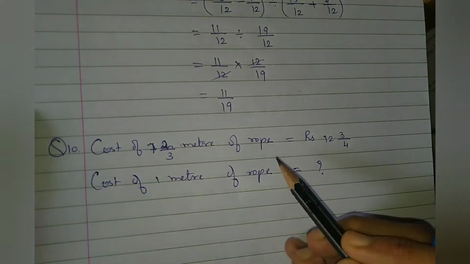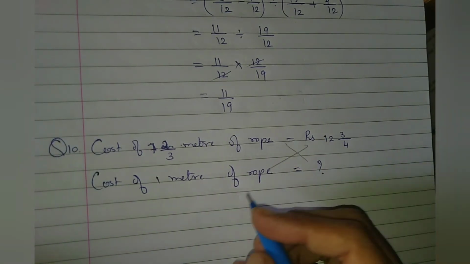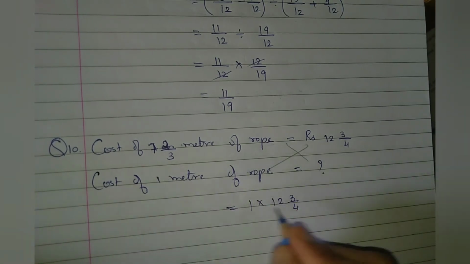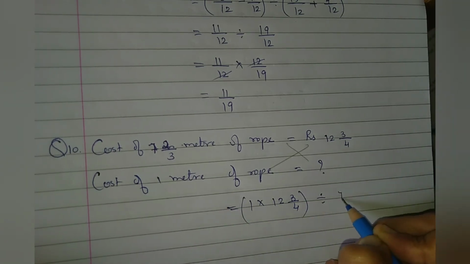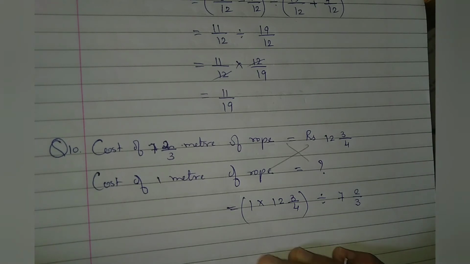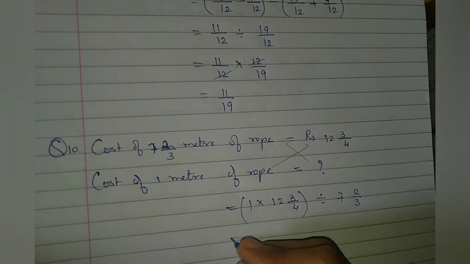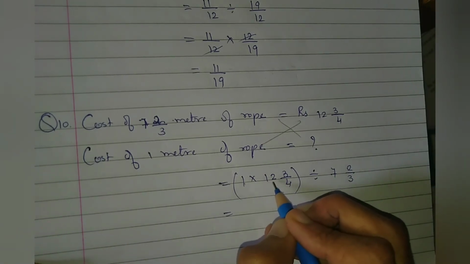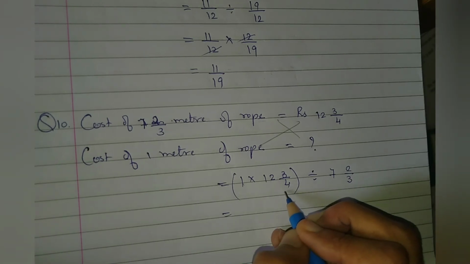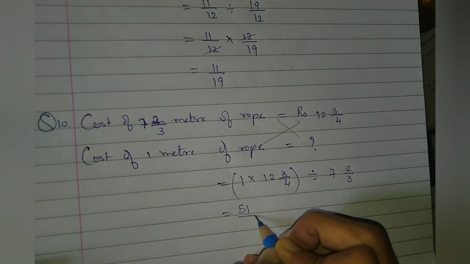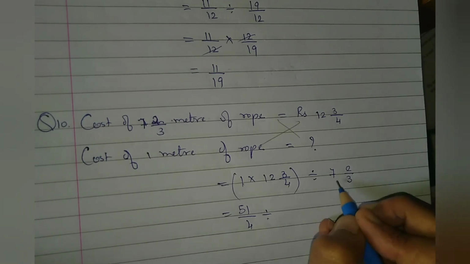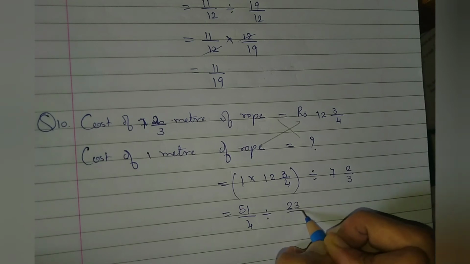So here, cross multiplication, right? 1 into 12 3 upon 4, divided by 7 2 upon 3. This is in division. Now let us solve this first. Convert the mixed fraction into improper. First of all, 1 into this is that number only. So 12 into 4 is 48, then 48 plus 3 is 51 upon 4, divided by this, we also have to convert into improper. 7 3s are 21, 21 plus 2, 23 upon 3.